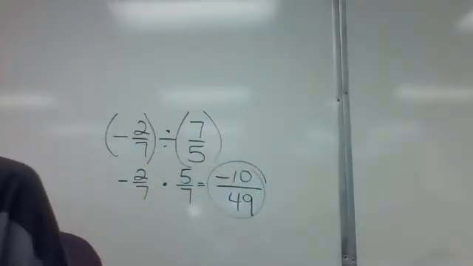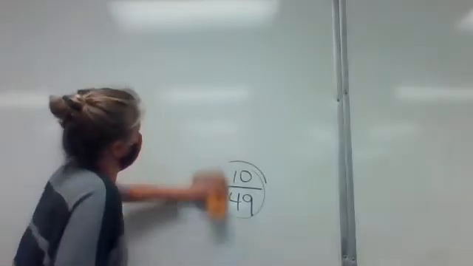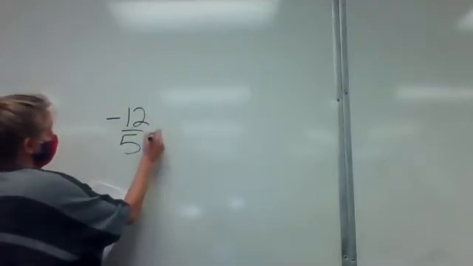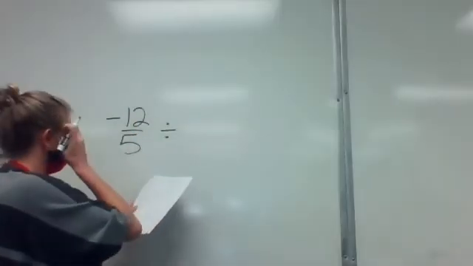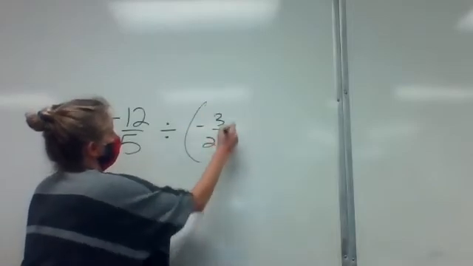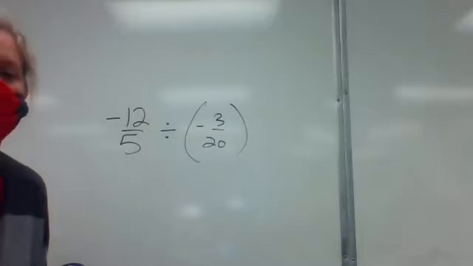All right, number 11 is another division of fractions. I'm just going to do this one in the calculator. Let's see, I've got negative 12 over 5 divided by negative 3 over 20. I'm going to punch that in my calculator.